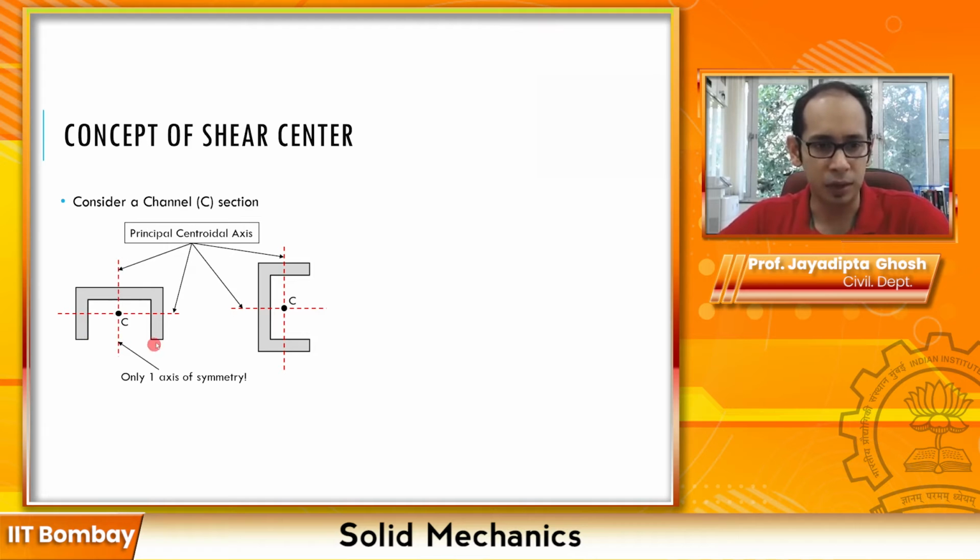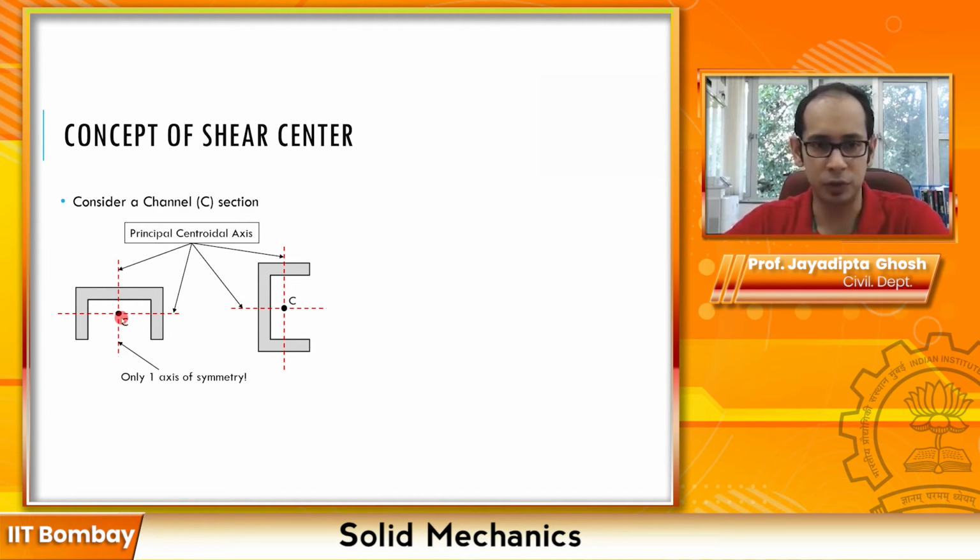Now for this one over here, it has one axis of symmetry, whereas if you turn this one over here, it is symmetric about this axis, right? So it also has one axis of symmetry, but about the vertical axis it is not a symmetric section, because on the left hand side you have this part, and on the right side you have this part, so it is not a doubly symmetric section as you have.